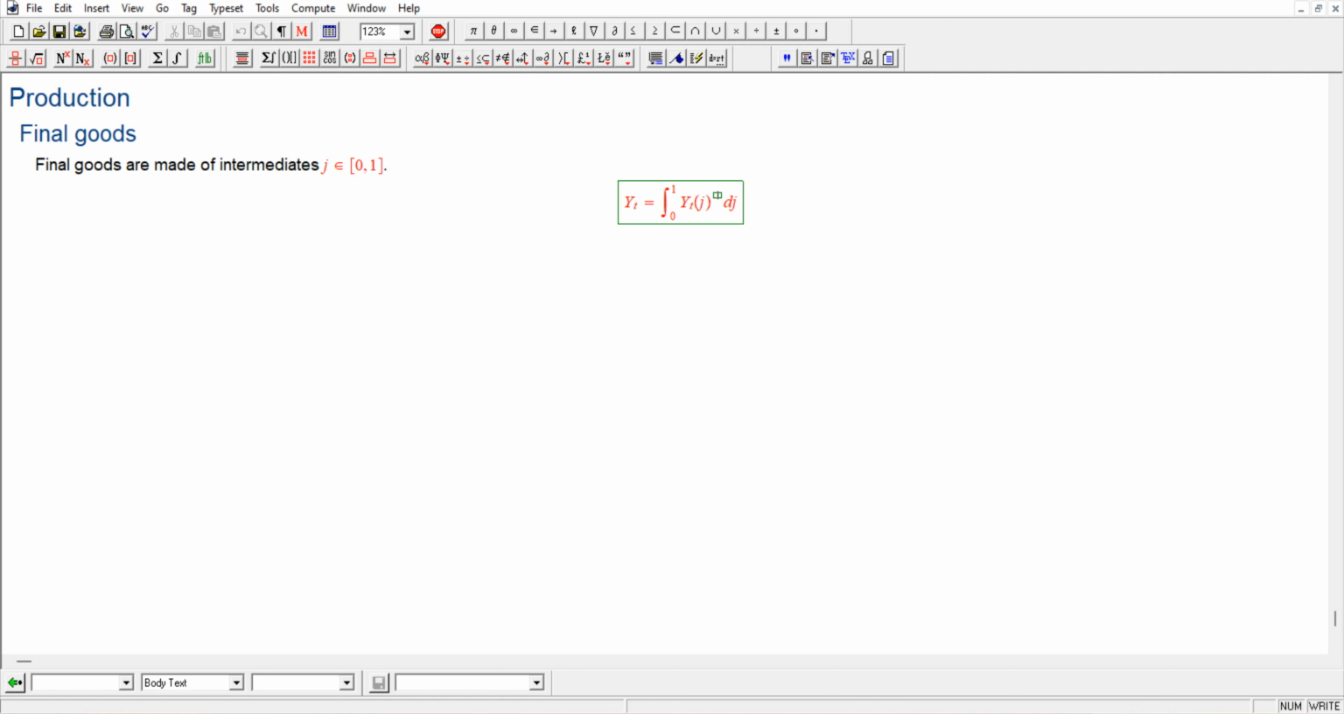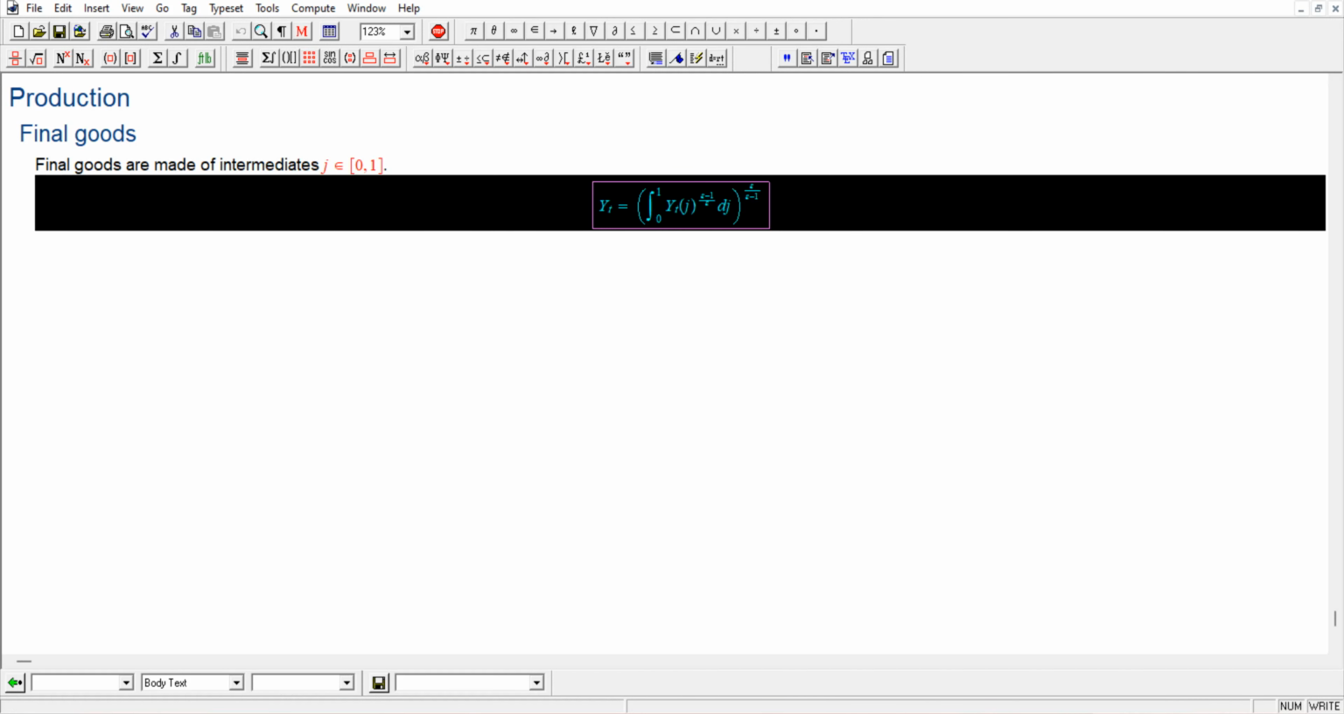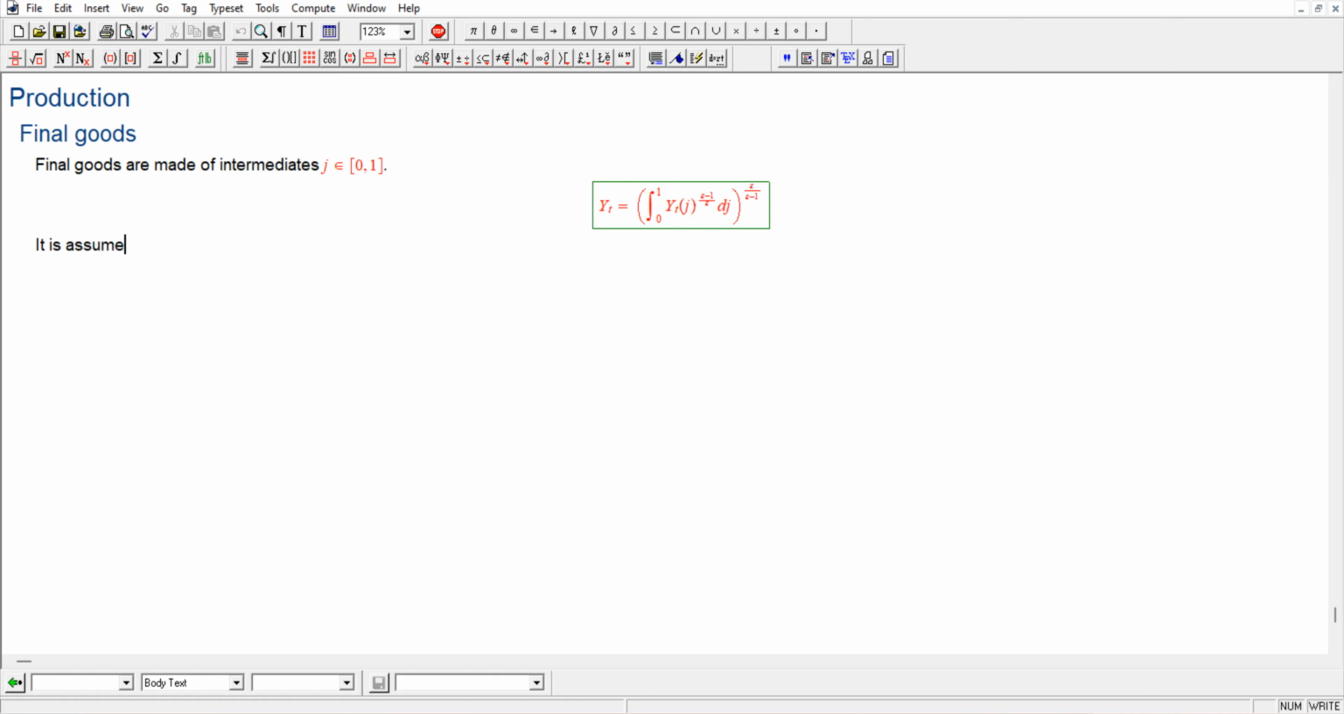So this is going to be raised to the power of epsilon minus 1 over epsilon. Then this whole thing will be to the power that is the inverse of the first exponent. And you can verify easily that this means that this is homogeneous of degree 1. It is assumed that epsilon is greater than 1. Epsilon is the elasticity of substitution between these different intermediates, and this implies that they are substitutes.